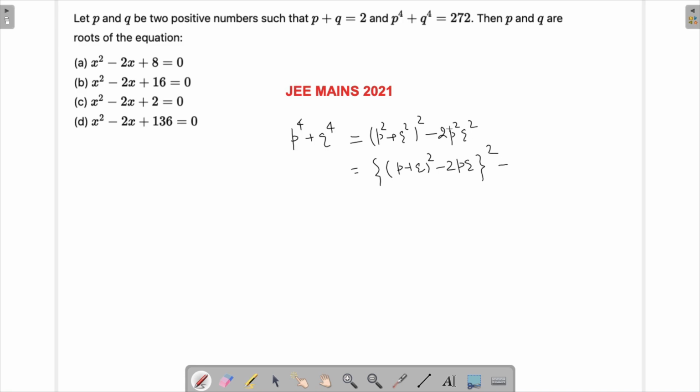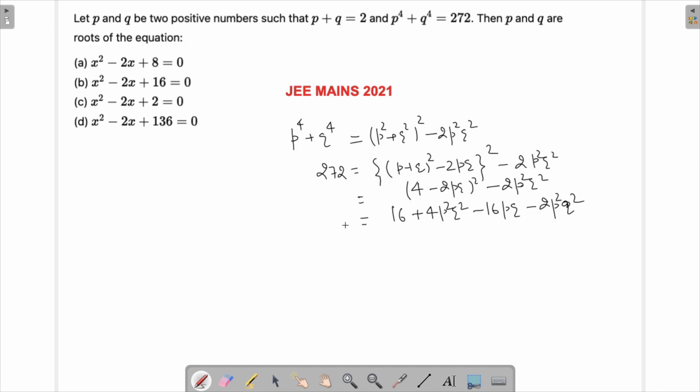Now I'm getting something in terms of PQ, which is what I was after. So we will see what we will get. P raised to the power 4 plus Q raised to the power 4 will be 272. And here P plus Q whole square will become 4. And this will become 2PQ whole squared. And this is minus 2P squared Q square. So we will have to go ahead and square it. So this will become 16 plus 4 P square Q square, and then 16PQ, and minus 2P square Q square, right?